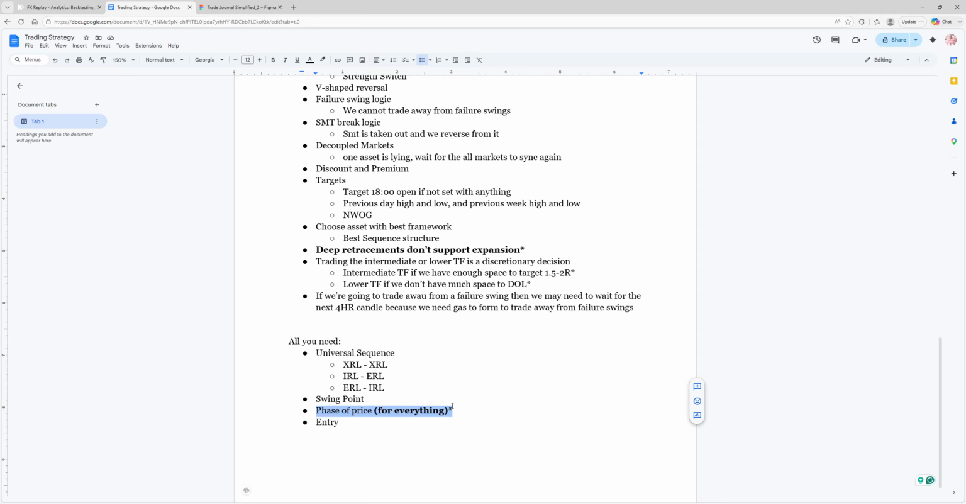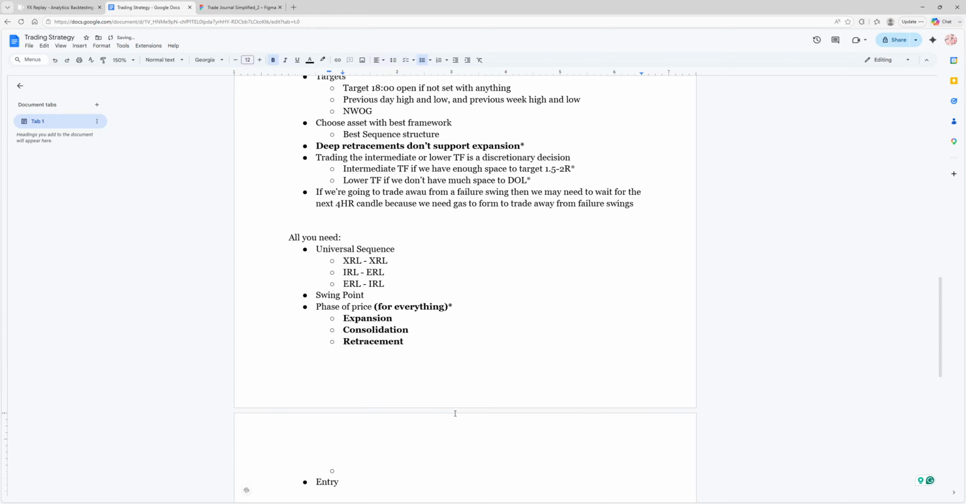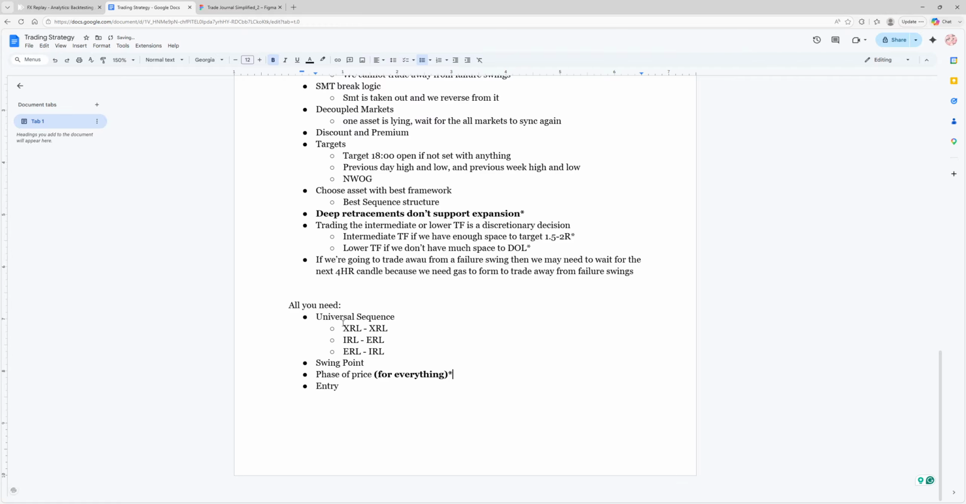You want to align yourself with the phases of price. And you're probably wondering, what is phases of price? Well, the market has phases of price. That's going to be expansion, consolidation, retracement, and reversal. I already know what they are, but just for your sake, that's what the phases of price are. T-Trades has a nice video on this.